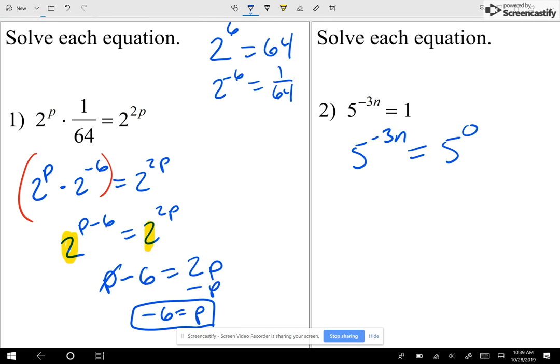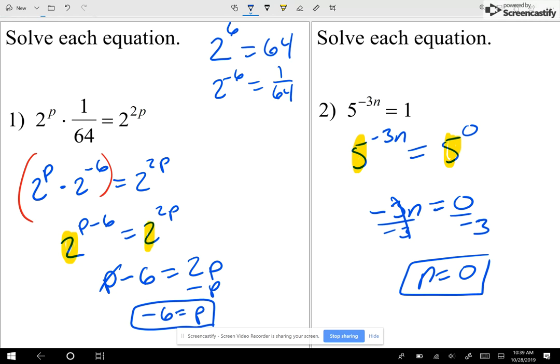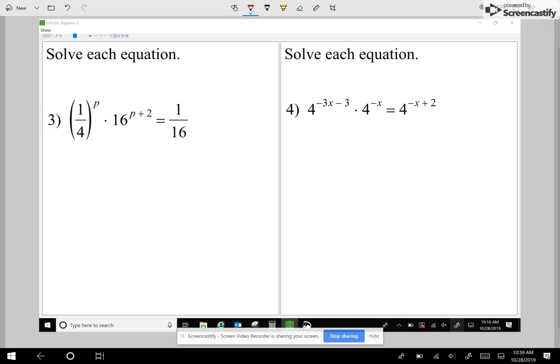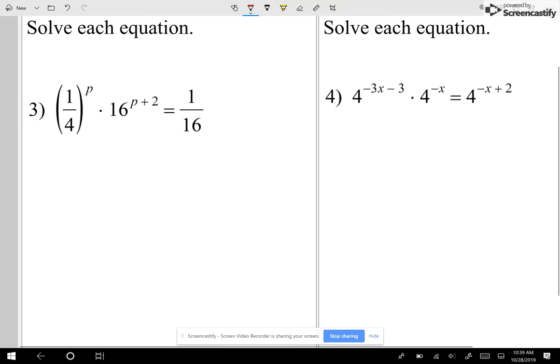It's equal to 5 to the 0. I wrote everything in terms of the same base. Anything to the 0 is 1. Now that I have the same base, I'm just going to ignore the bases, and I'm going to let the exponents equal each other. So negative 3n is equal to 0. Divide both sides by negative 3. And in this case, it's 0. Everything in terms of the same base. Let's take a look at this example.